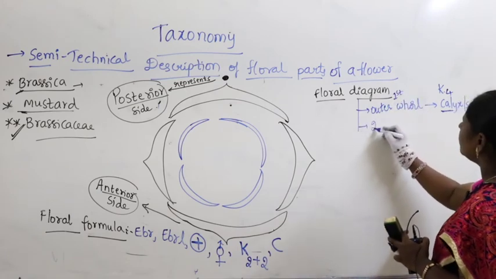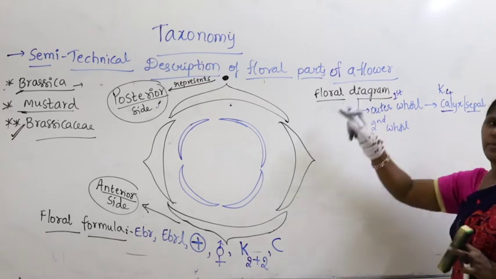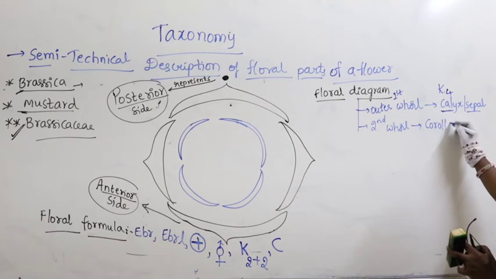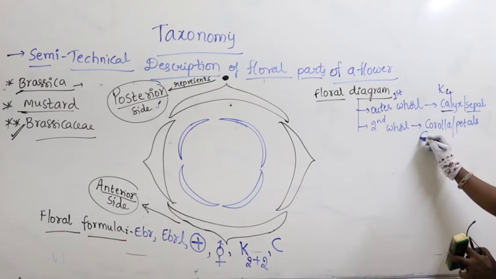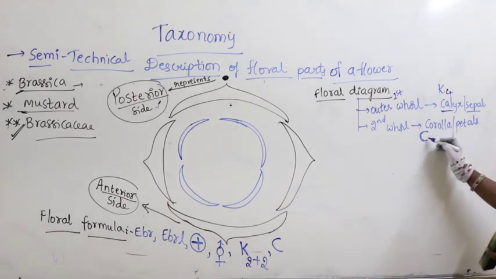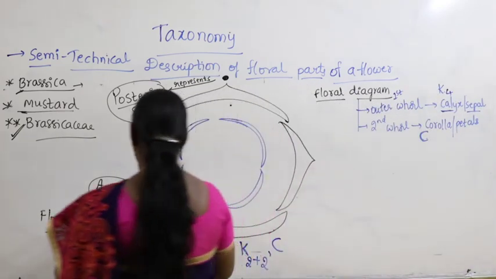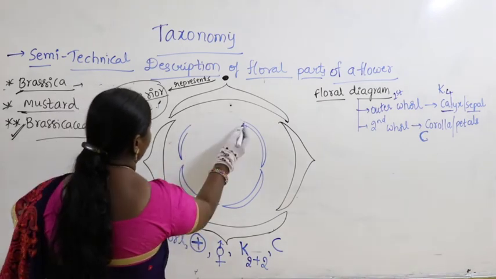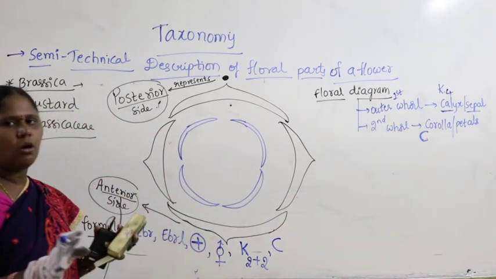Then what is the second whorl? The second whorl in a floral diagram represents the corolla, or nothing but what? Petals. So what is the symbol for this? C. So I am writing here, this is nothing but C. Now how many petals are there? How many corolla are there altogether here? We have altogether 4.